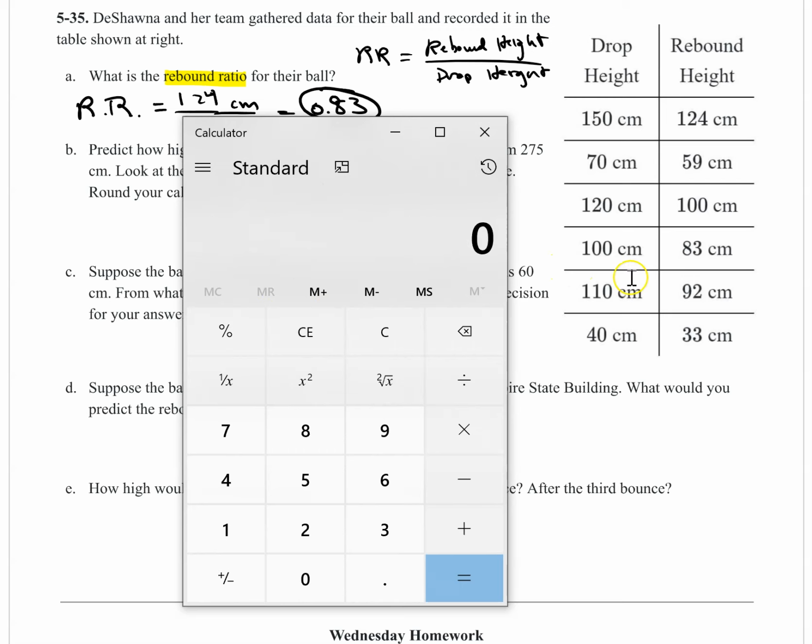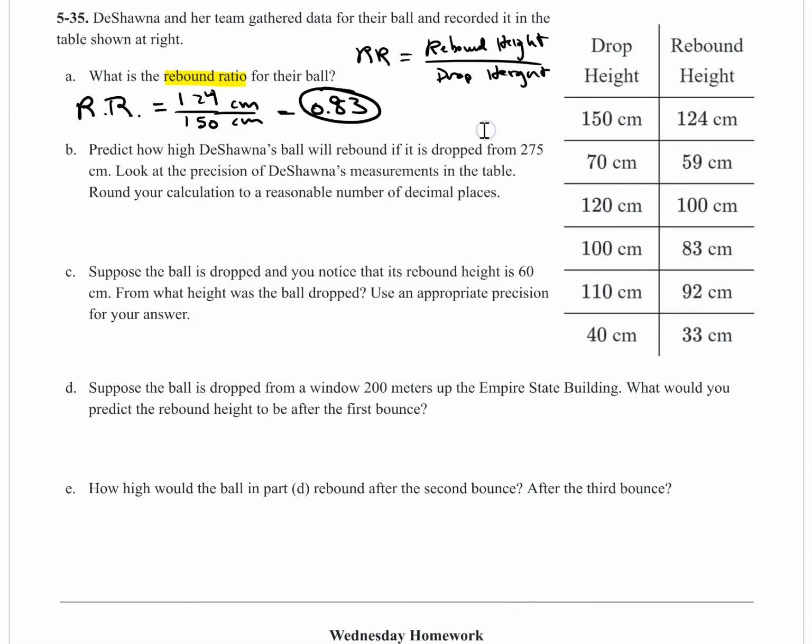Now if you picked another random entry such as 92 and 110, if you divide rebound height 92 divided by drop height 110, you get about the same thing. That's okay. So I'll write here, answers may vary a little bit, but they should be around this number. Okay, so what do we do with that number?